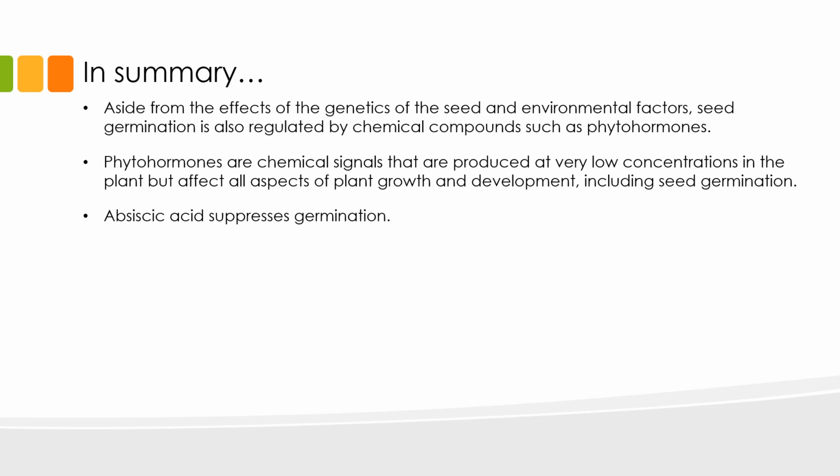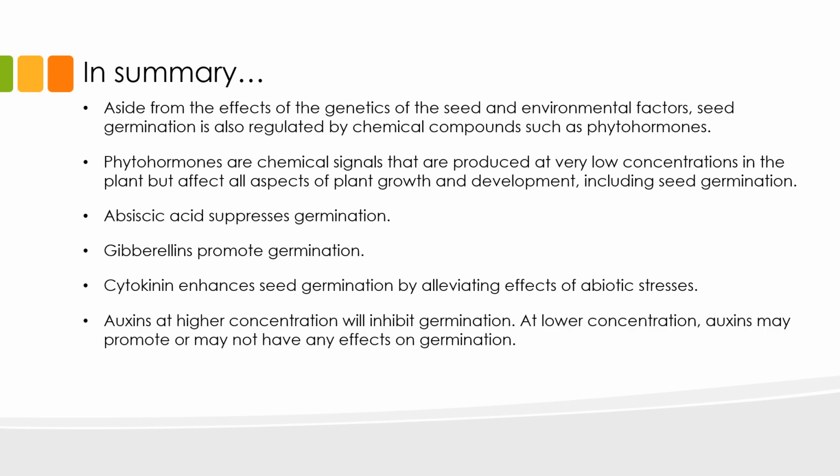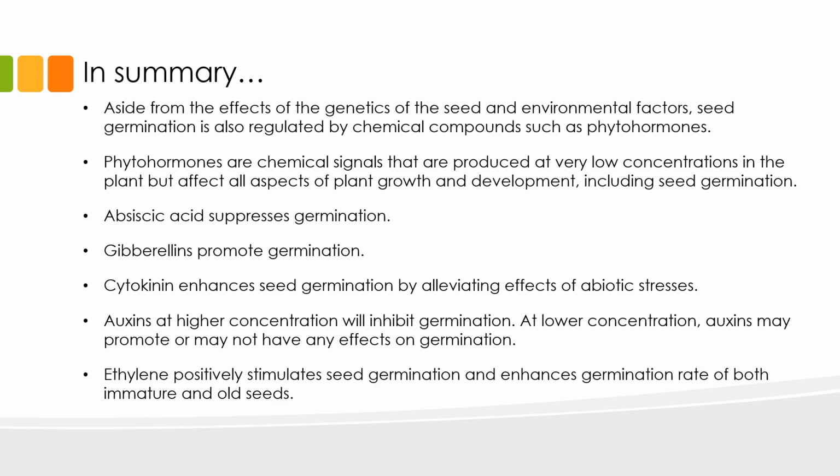Abscisic acid suppresses germination. Gibberellins, or gibberellic acid, promote germination. Cytokinin enhances seed germination by alleviating the effects of abiotic stresses. Auxins at higher concentration will inhibit germination but at lower concentration may promote or may not have any effects on germination. Ethylene positively stimulates seed germination and enhances the germination rate of both immature and old seeds.